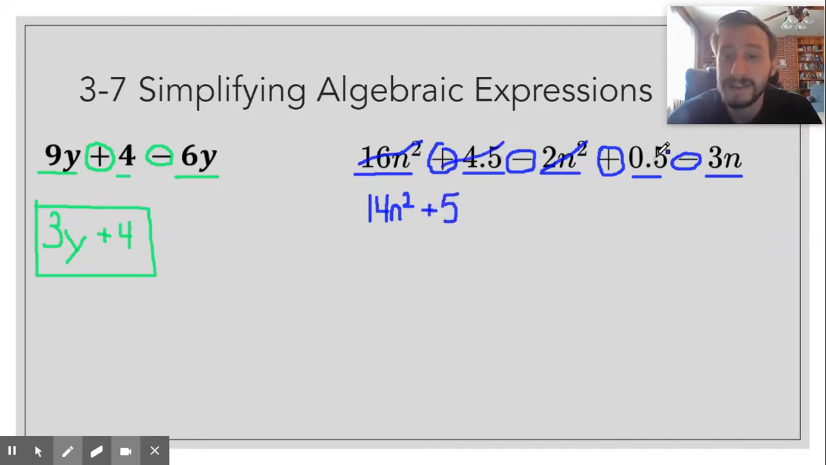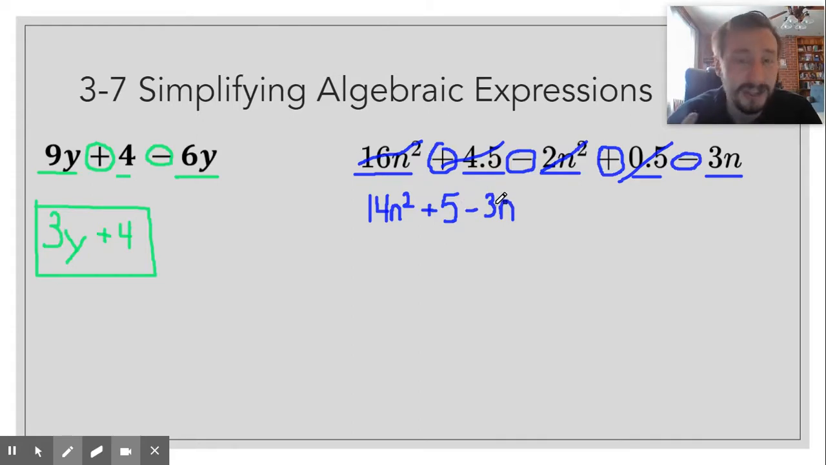Well, we're done with this constant, done with this constant. What's left? There's a 3n over here. Now, there are no other terms that have just a regular n in it. So that means that it's just going to stay a minus 3n. There's nothing I can do with that. So our simplified expression here is 14n squared plus 5 minus 3n.